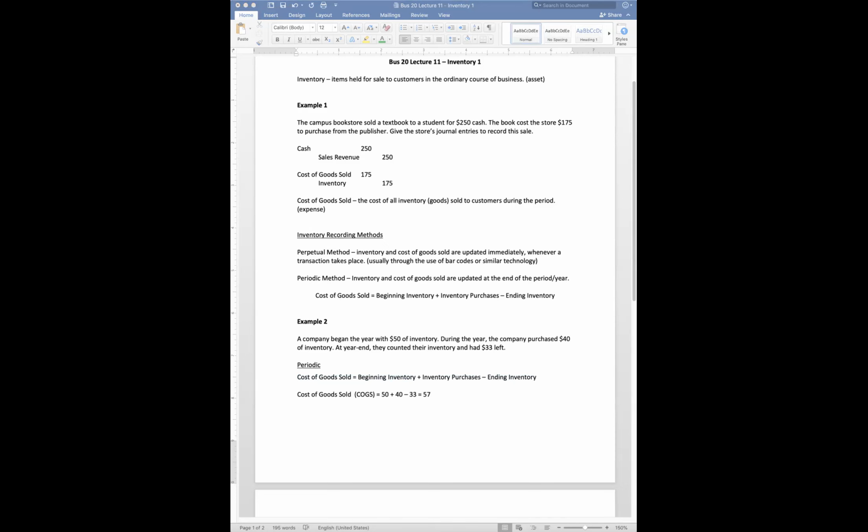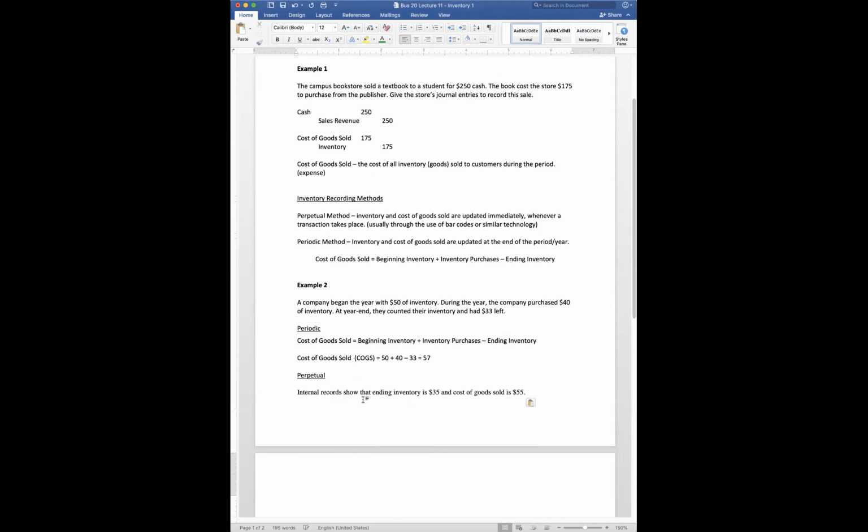So I'm going to check my computer records, and they're going to tell me that my ending inventory is $35 and my cost of goods sold is $55. See? I already have it. Or do I? My accounting records, that I've been working hard and keeping up to date, tell me my ending inventory is $35. But how much is actually there?